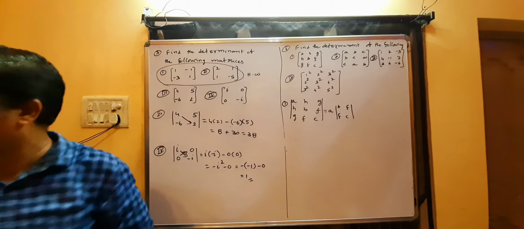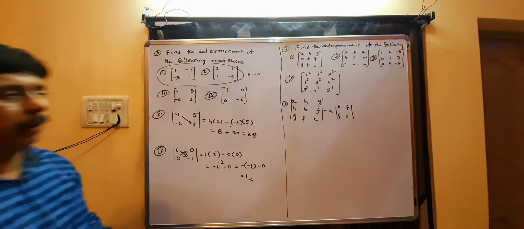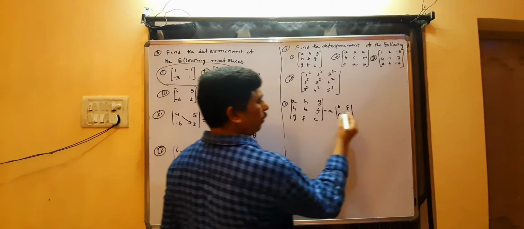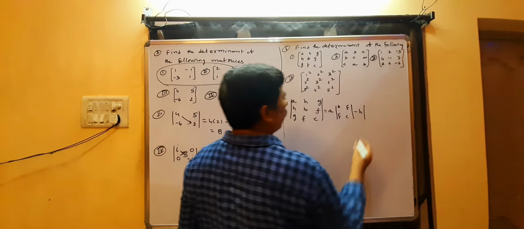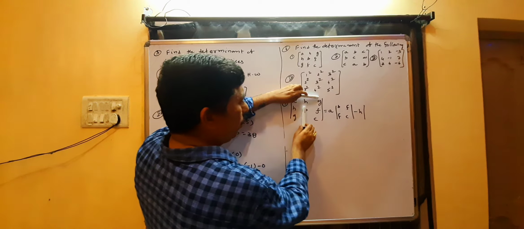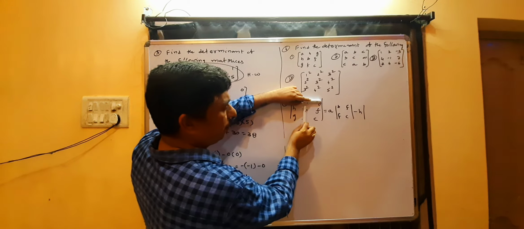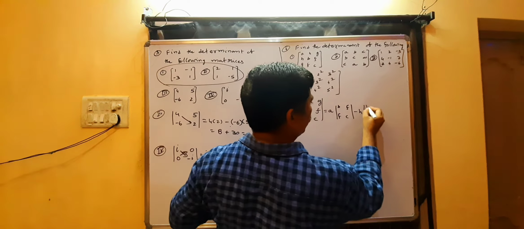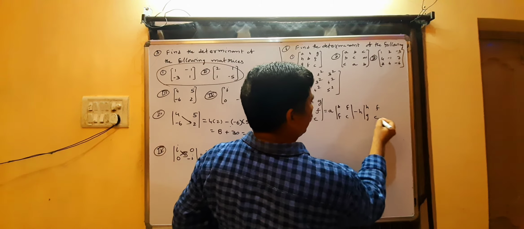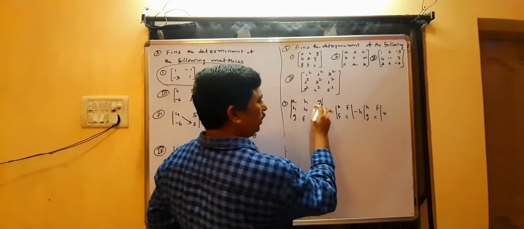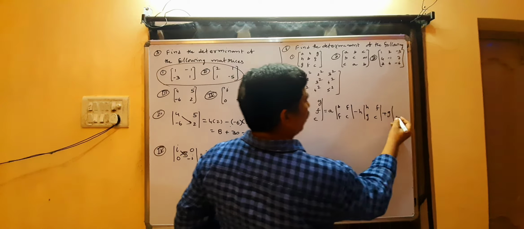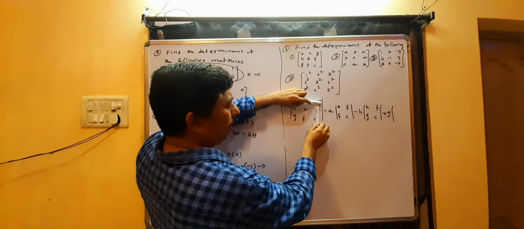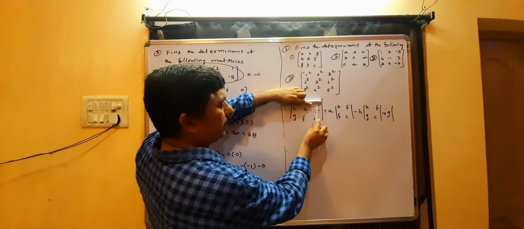For the middle element you have to take the opposite sign, so plus becomes minus H. Close the first row and middle column. What remains? H F, G C. Plus next G into the determinant after closing the first row and third column. What remains? H B, G F.